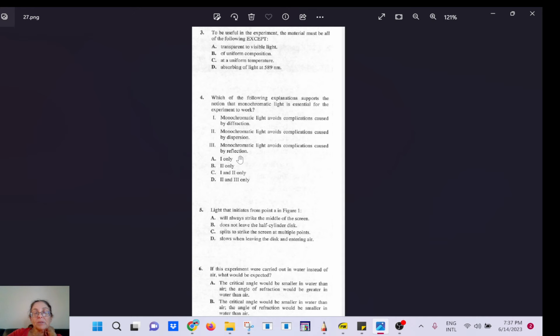Reflection, no, we don't worry about reflection here. So that will be 2. So the 4 is B. So it's going to be B only, right?